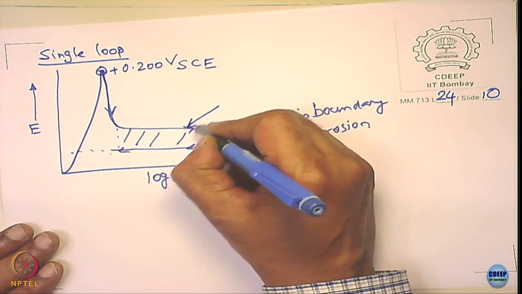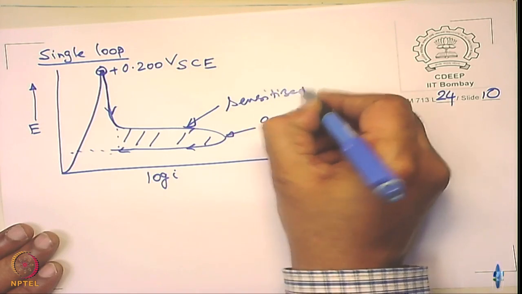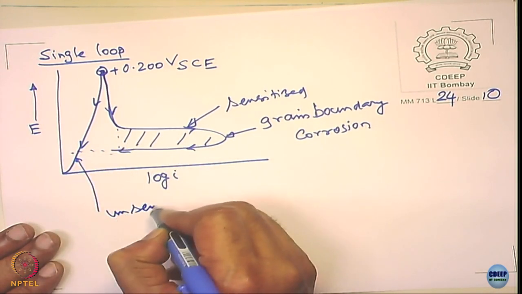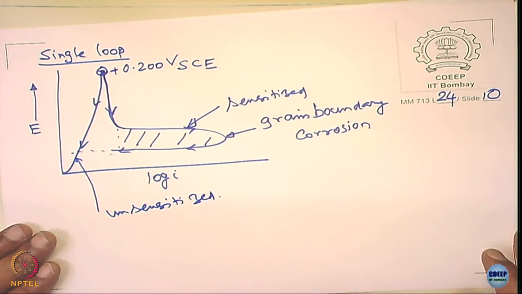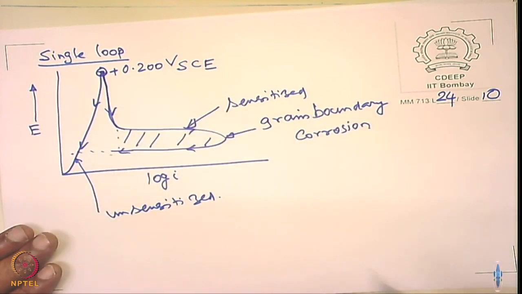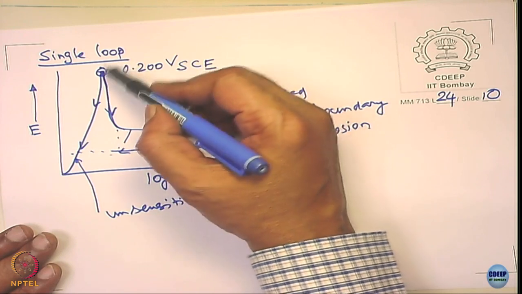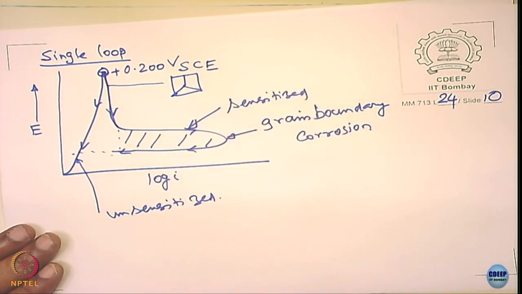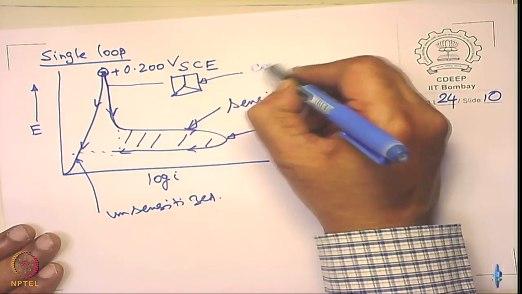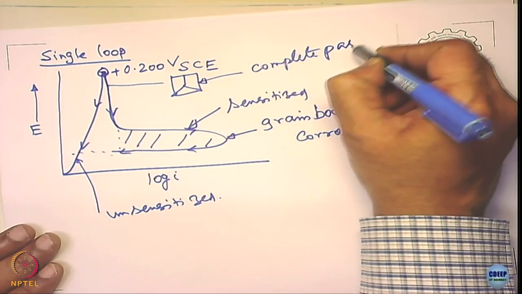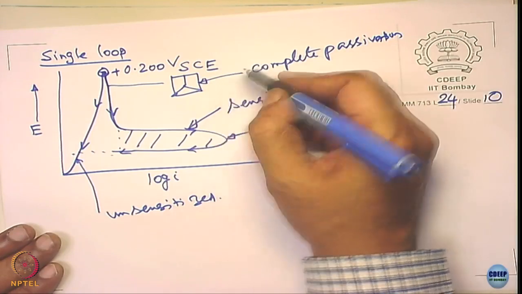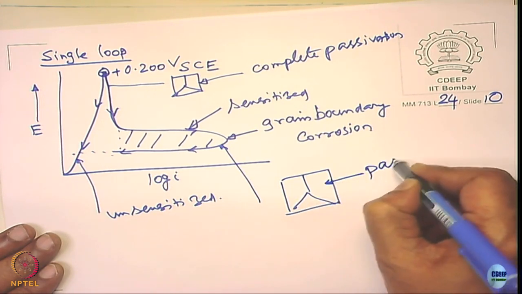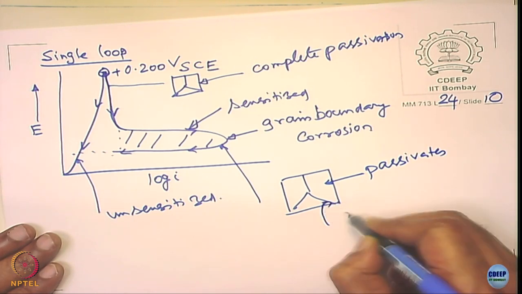This is the sensitized case. If it is not sensitized, you get it like this. When you hold it at plus 200 millivolts, it is completely passivating. In this case, if you look at the alloy, everything passivates, complete passivation, both grain boundary and grain. But here, the grain passivates, while the grain boundary does not passivate.